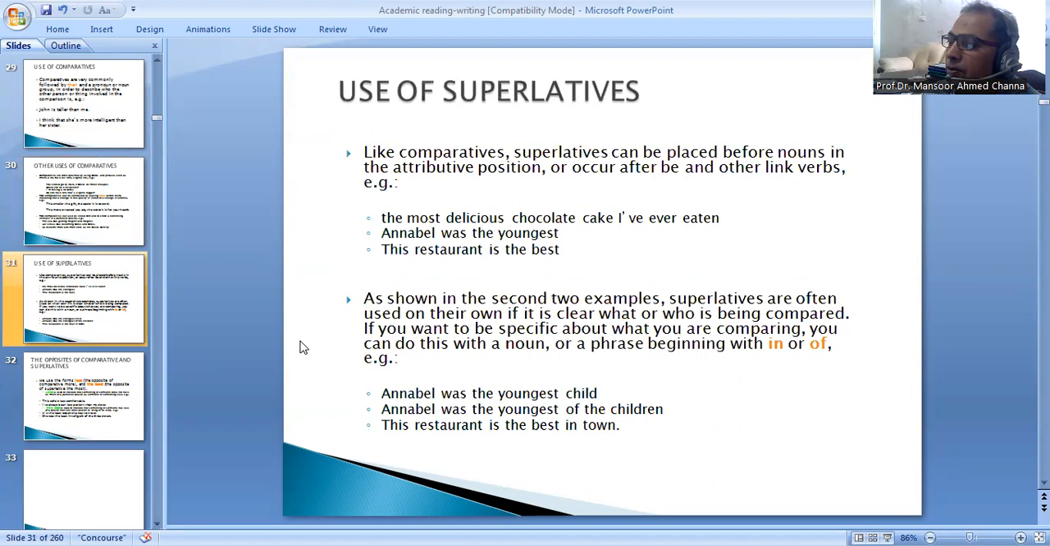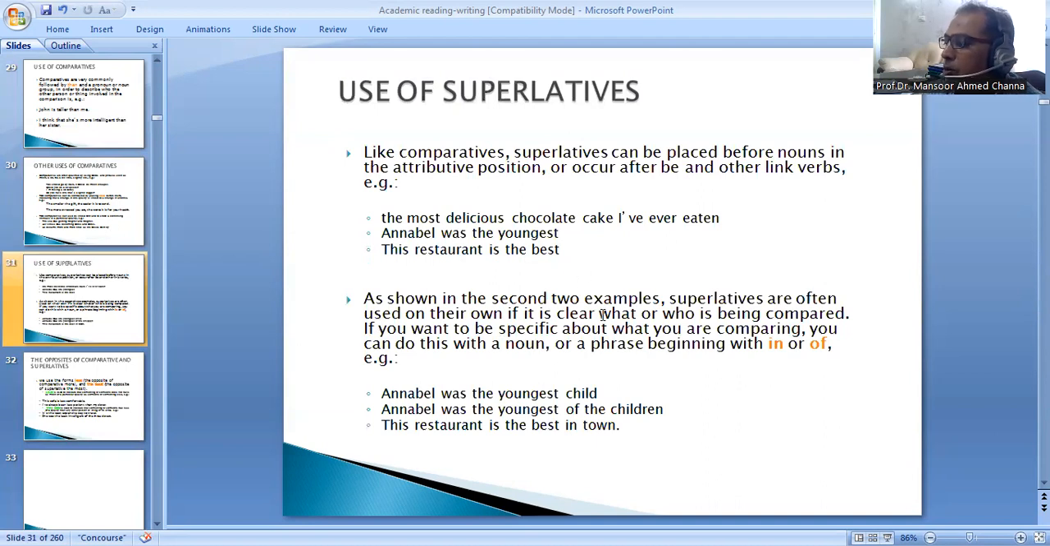Use of superlatives. Like comparatives, superlatives can be placed before nouns in the attributive position or occur after be and other linking verbs. For example, the most delicious chocolate cake I have ever eaten. Annabelle was the youngest. This restaurant is the best.